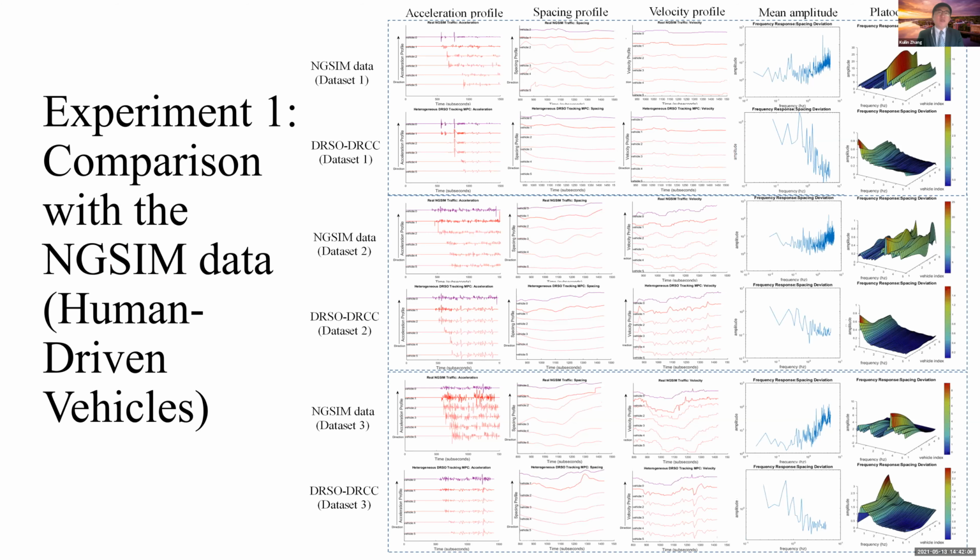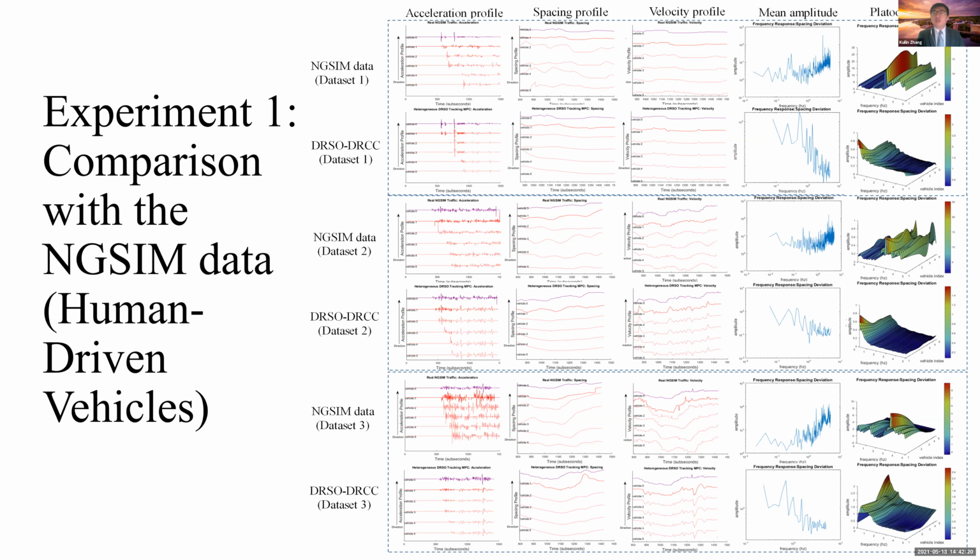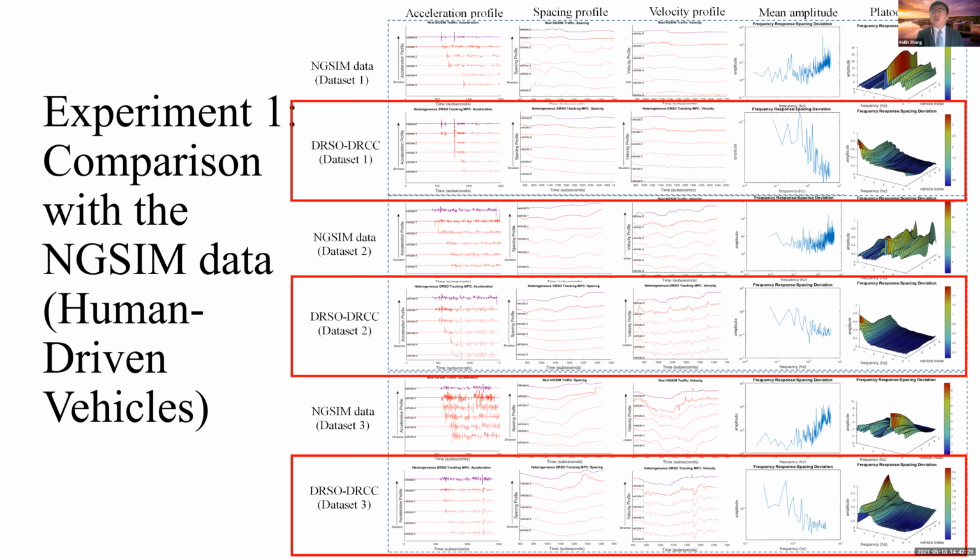So here is the first experiment. Maybe you cannot see the picture clearly, but I will show it here. From the 3 data sets, the first one is human driving, and we plot the deviation in the frequency domain. You can see I highlighted the 3 data sets. This is our model.